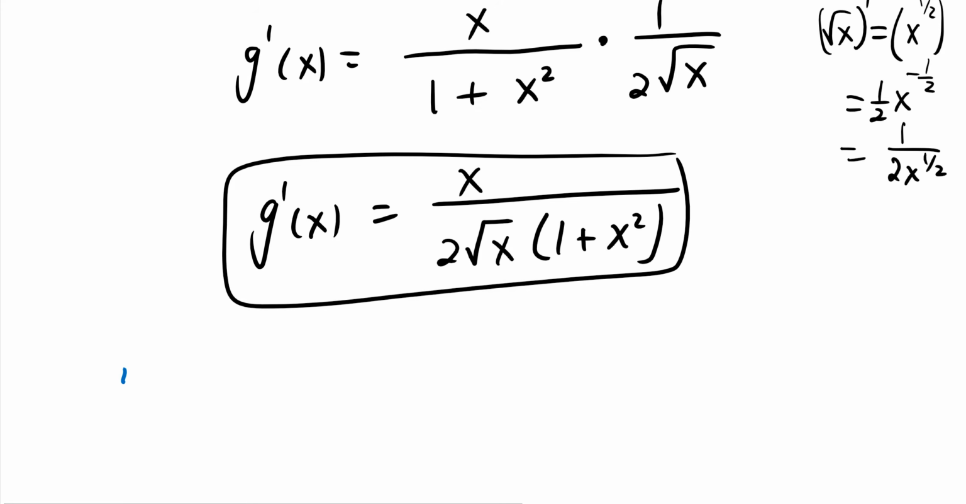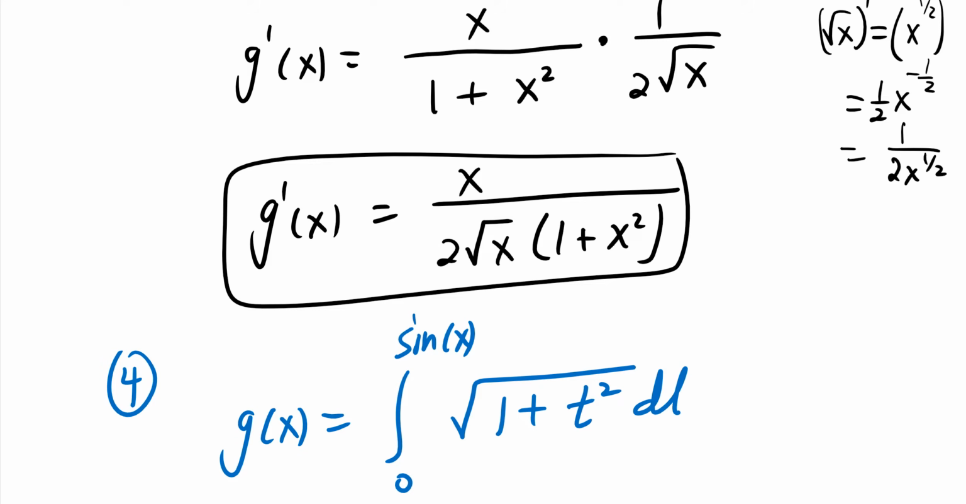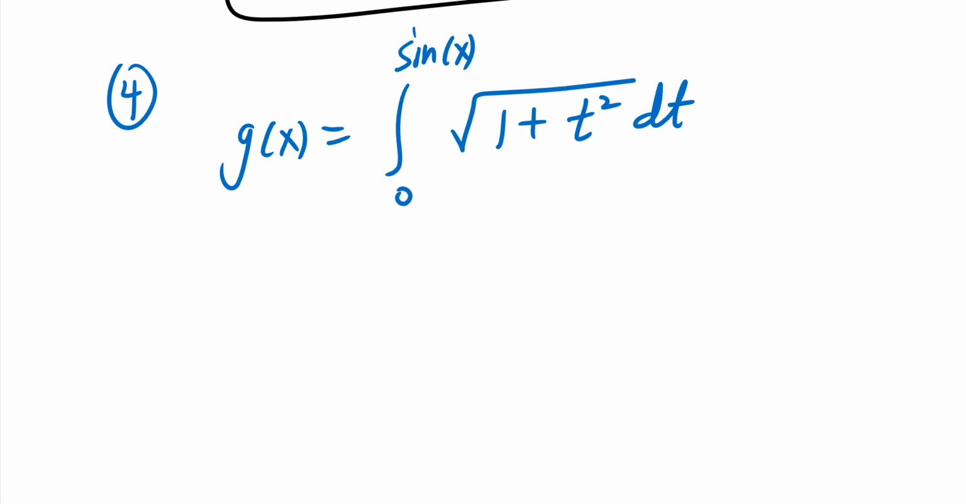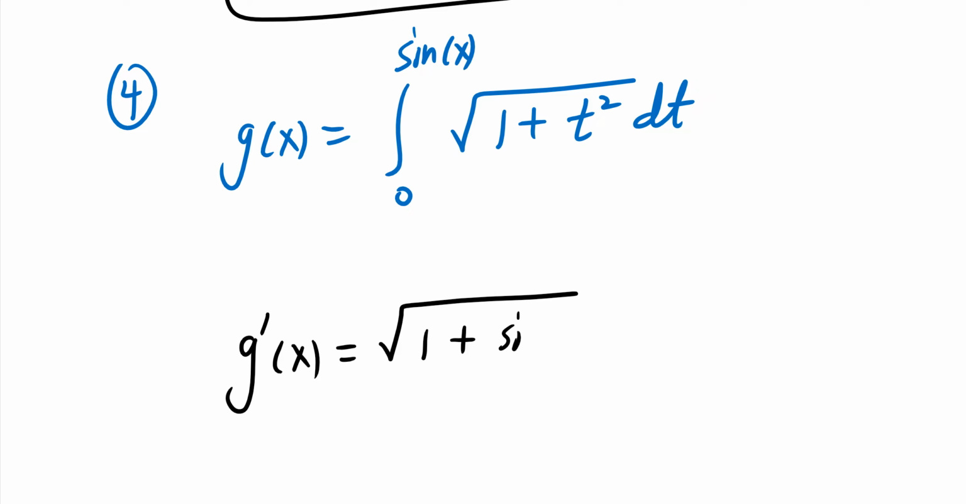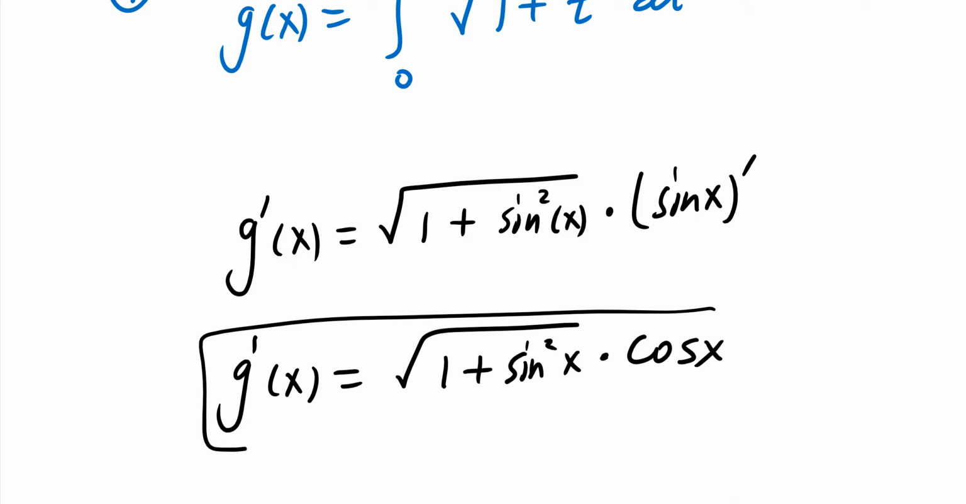Another example, let's look at another example. g of x equals the integral from 0 to sine x of the square root of 1 plus t squared dt. g prime of x is what? Is replacing t with sine x, so 1 plus sine squared x times the derivative of sine x. That gives us g prime of x equals, this stays as is, and derivative of sine is cosine. So that would be really sufficient.